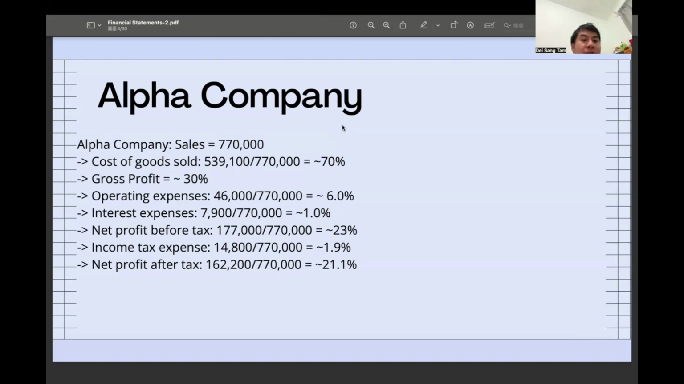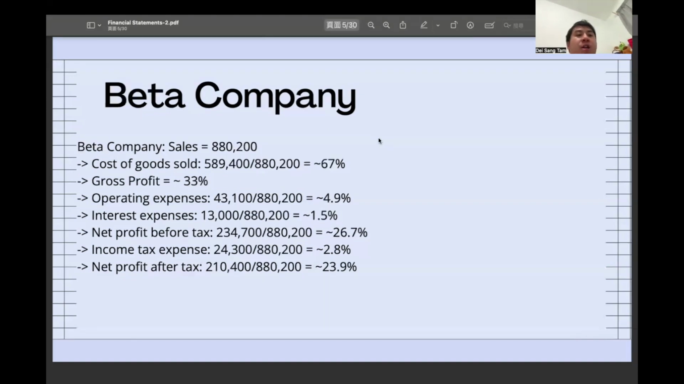The net profit before tax is 23% of sales, and the income tax expenses is nearly 1.9% of the sales. And last but not least, the net profit after tax is about 21.1% of the sales.